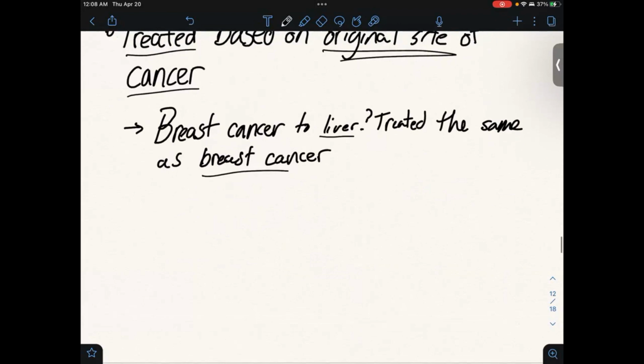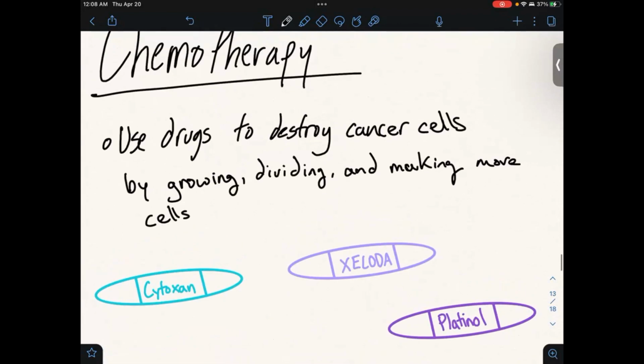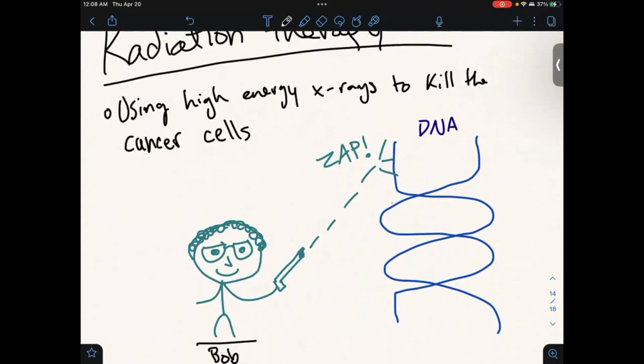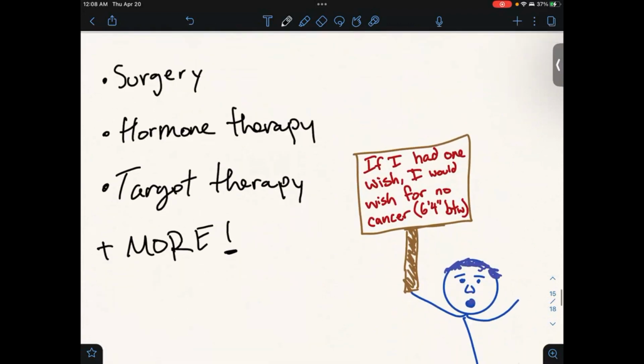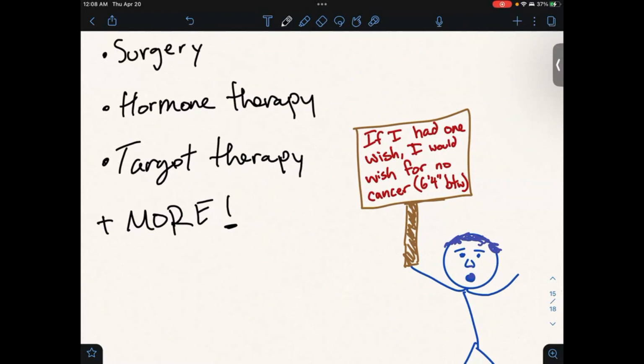So let's talk about different treatment options. We have chemotherapy, which is the use of drugs to destroy cancer cells by targeting cells that are growing, dividing, and making more cells. We have radiation therapy, which is using high energy X-rays to kill the cancer cell. Bob looks very happy shooting that gun, but it's not that simple. But yeah, that's the reason. And there are so many more variations. There's surgery, hormone therapy, targeted therapy, and many other treatments that can be done.